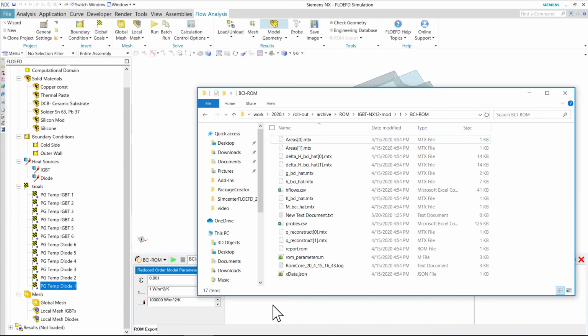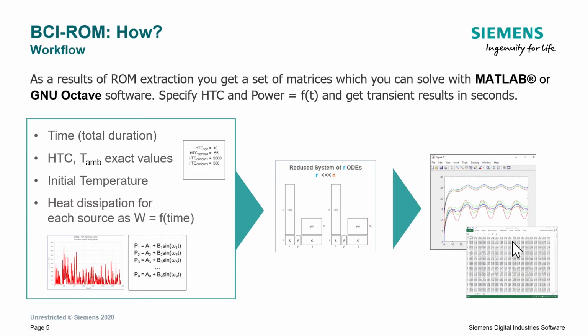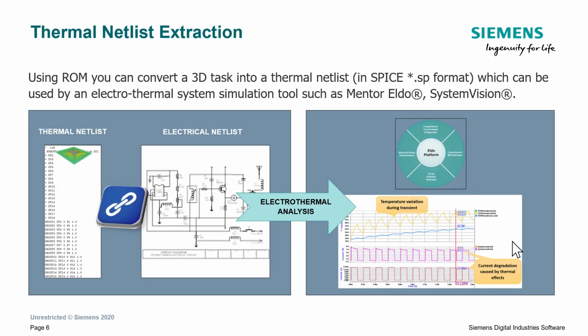As a result of the extraction, we create a set of matrices. The resulting ROM matrices can be solved in MATLAB or in GNU's Octave. You specify heat transfer coefficient exact values, initial temperatures, and power profiles, and get transient results in seconds. Another use of ROM technology is to convert a 3D task into a thermal netlist in SPICE format, which can be used by an electrothermal system simulation tool such as Mentor-Eldo or System Vision.